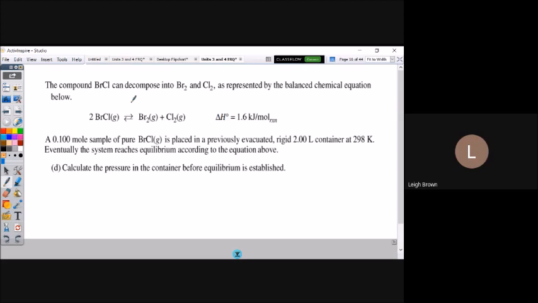Okay, what kind of problem does this sound like? Pressure. What else do we have? We're asked for pressure, that is our question. We have moles, 0.1 mole. We have volume and temperature. So hopefully you were thinking PV equals nRT. And if you were, that is correct.